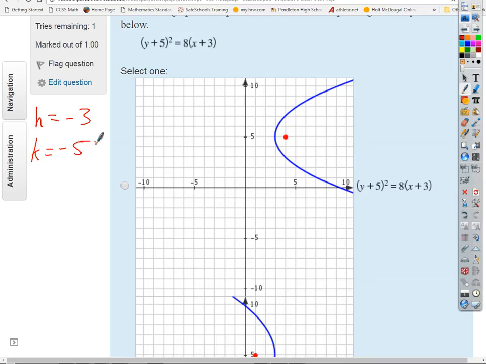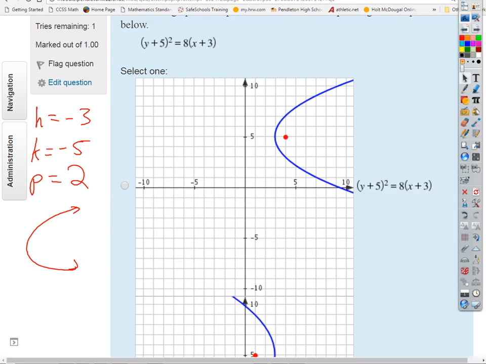So H is -3 because H is the number being subtracted from x, right? What's K? -5. Okay. What's P? 2. Yeah, 8 divided by 4 is 2, and it's going sideways, right? If P is positive and it's a horizontal parabola, which way is it opening? To the right. So there's our summary of what we're looking for, right?